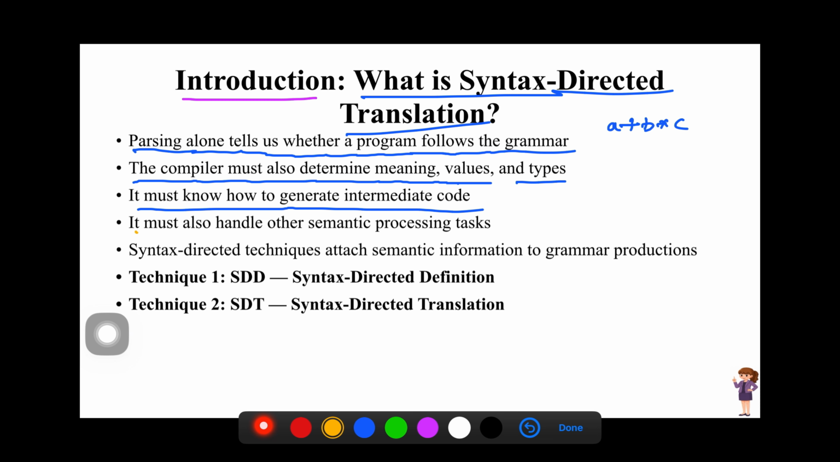Syntax directed techniques allow us to associate semantic information with grammar production. There are two important techniques we will discuss in today's session. Syntax directed definition, that is SDD, and syntax directed translation, that is SDT. Let's move on to the next slide.